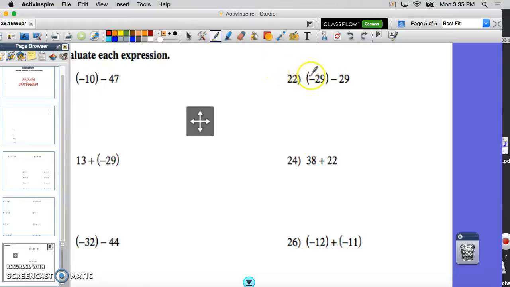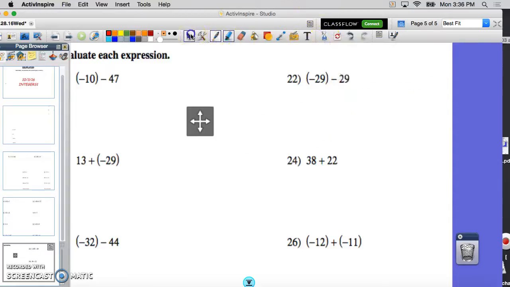So for number 22, I have negative 21 minus 29. So again, first, for your subtraction rules, change it to addition, change the sign of the second digit, follow your addition rules. So if I rewrite this, I have negative 29 plus negative 29, okay? So you have a negative plus a negative. If you look on your addition rules, a negative plus a negative is a negative, just add. So 29 plus 29, that will give you 58.